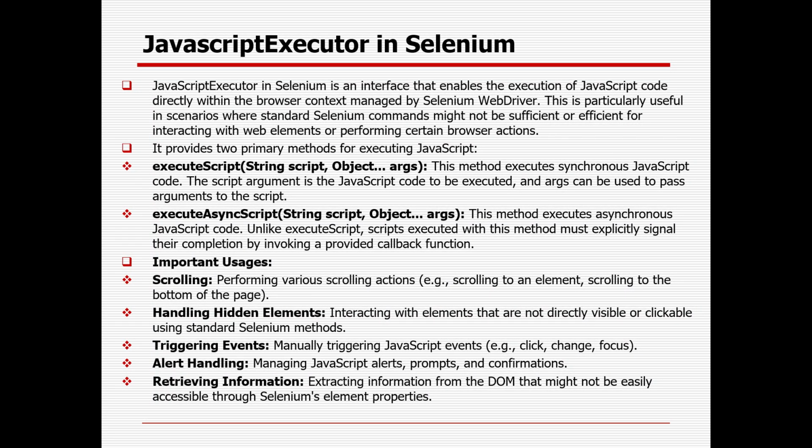What are the important primary usages we can deal with using the JavaScript Executor? We can do scrolling. We can scroll up or down by some pixels, we can go to the bottom of the page, or we can scroll to a particular element and interact with it. So various scrolling actions, like scrolling to elements, scrolling to the bottom of the page, and scrolling by some pixels, we can perform with the help of JavaScript Executor.